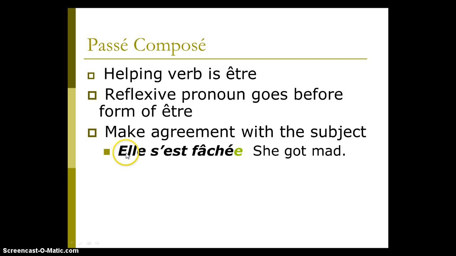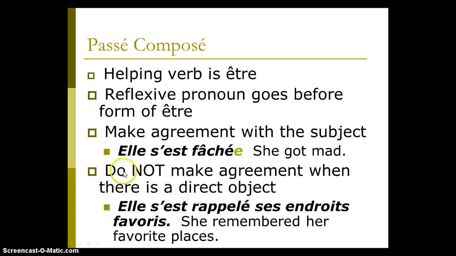So, subject, reflexive pronoun, helping verb, and then here's my past participle. And here's my agreement. She got mad. She became mad. Elle s'est fâchée. The weird thing, do not make agreement if we have some kind of direct object. So, elle s'est rappelé ses endroits favoris. She remembered all of her favorite places. Even though it's elle, we don't make agreement here because we have a direct object. So look out for that in the passé composé.